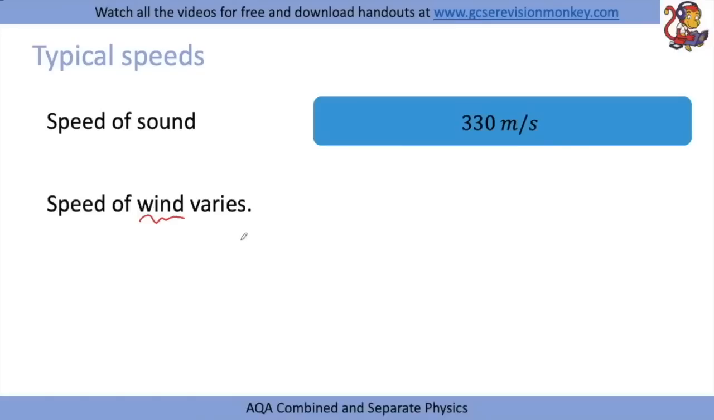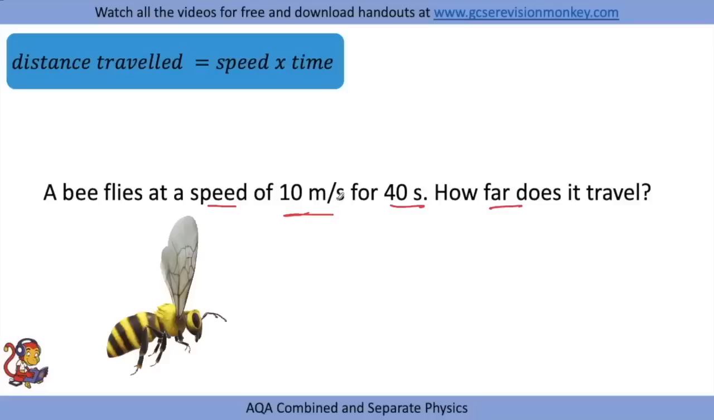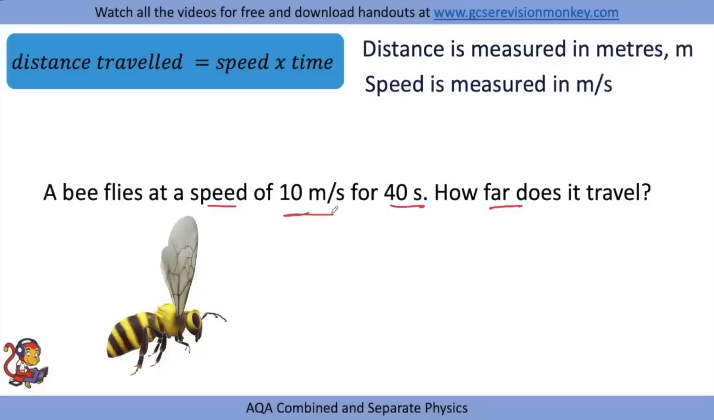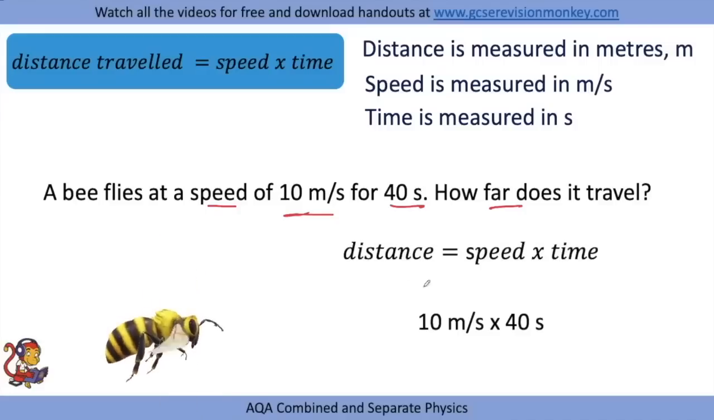Let's look at some speed equations then. This question says a bee flies at a speed of 10 meters per second for 40 seconds. How far does it travel? So this is applying the equation distance travelled equals speed times time. Distance travelled is measured in meters, speed is measured in meters per second, and time is measured in seconds. So for us to calculate this, we would do 10 times 40, which would give us 400 meters.